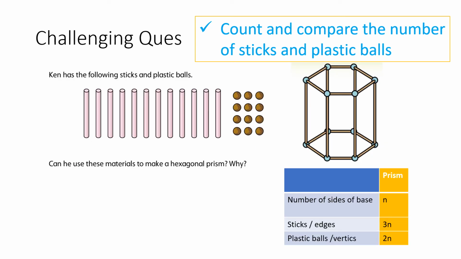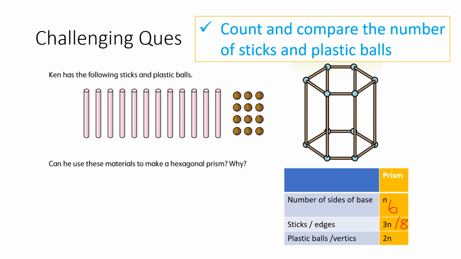So this one, Ken has the following sticks and plastic balls. Can he use these materials to make a hexagonal prism, and why? So you can count the number of balls and sticks in the picture, or again you can make use of the relation. This time the relation is in a prism, and the number of sides of the base is 6. So how many sticks do we need? We need 3 times 6, that means 18 sticks.